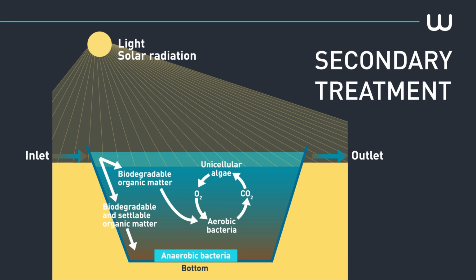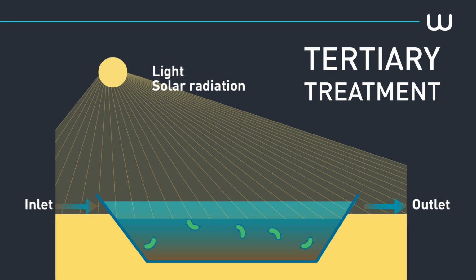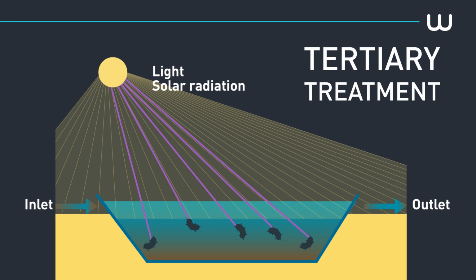Anaerobic bacteria are found at the bottom of the pond, which break down the sediment resulting from settling of organic material by releasing carbon dioxide and methane, or CH4. If lagooning is used for tertiary treatment purposes, it disinfects the water coming from the plant using natural sunlight. In this case, ultraviolet light from sunlight inactivates pathogens.